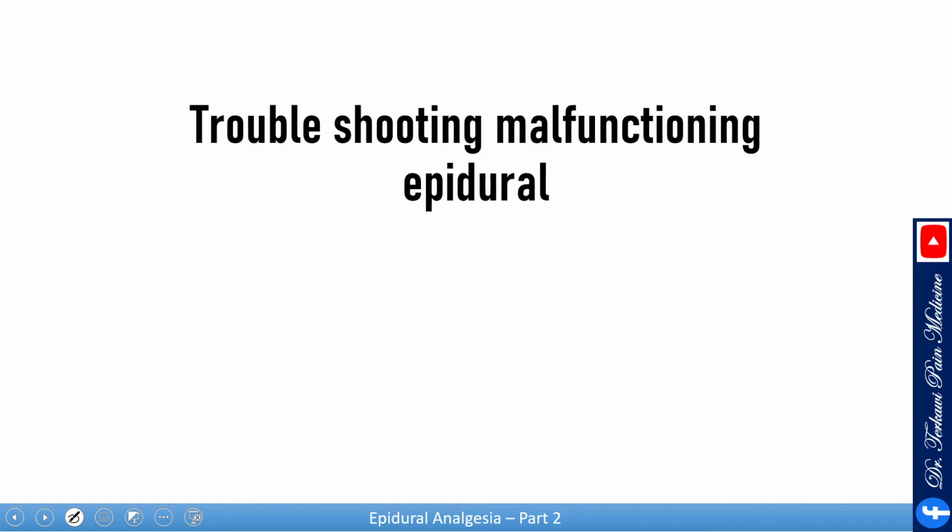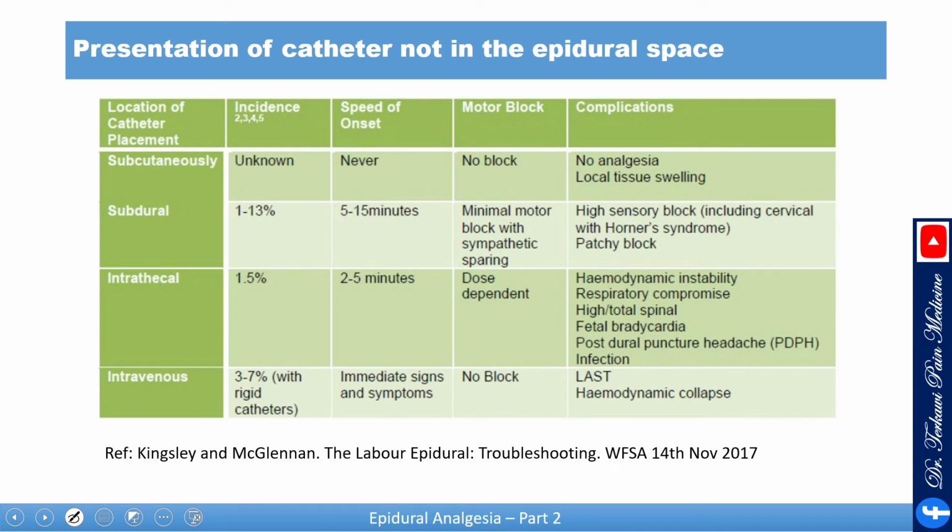Okay, let's see some troubleshooting for a malfunctioning epidural, specifically for labor epidural here, but it can also be applicable for surgical epidural. So here is a nice table to show you how to differentiate whether your catheter is in the subcutaneous space, subdural space, intrathecal space, or intravenous space, with the incidence, speed of onset, and motor blockade.